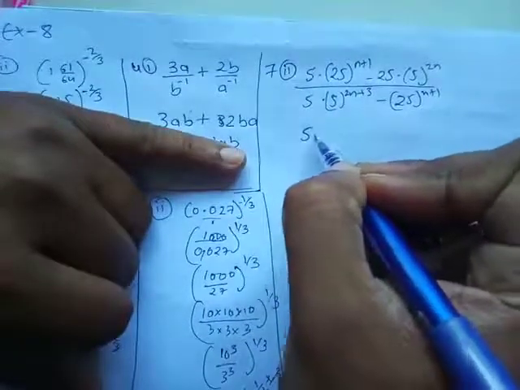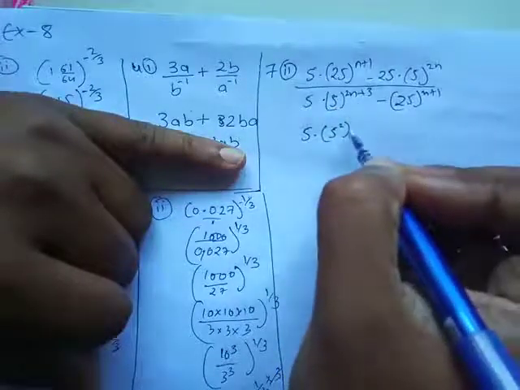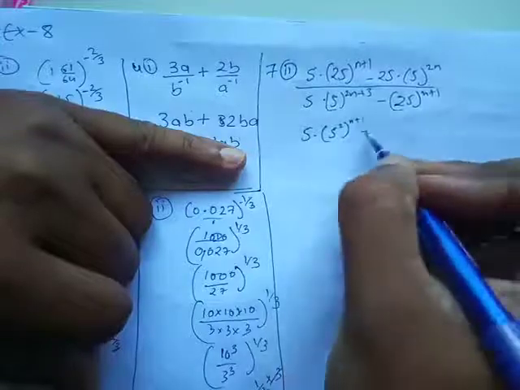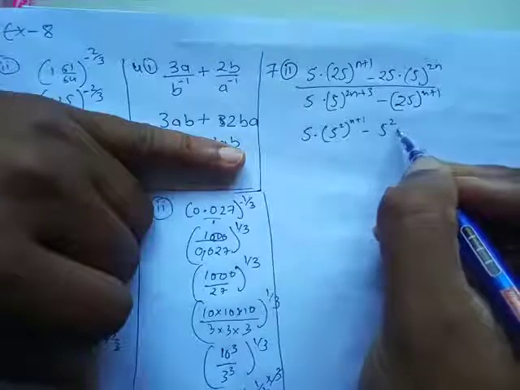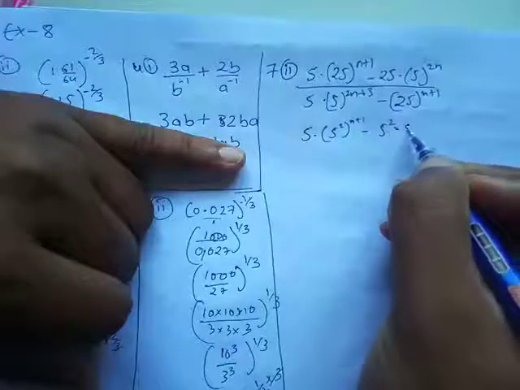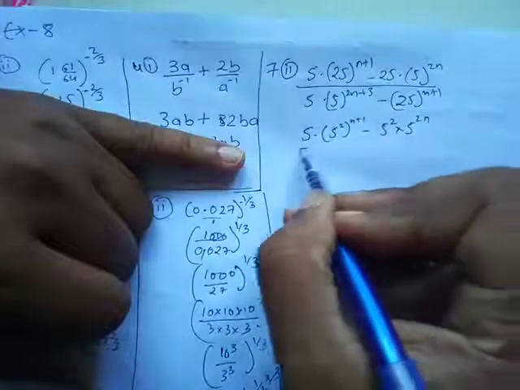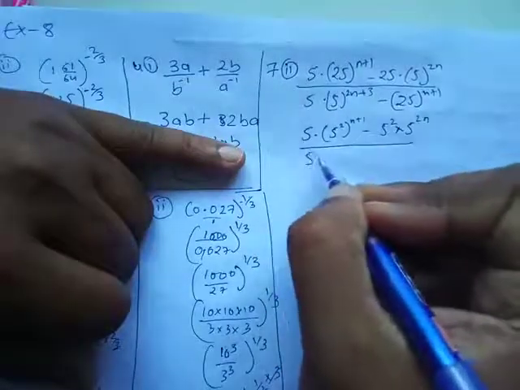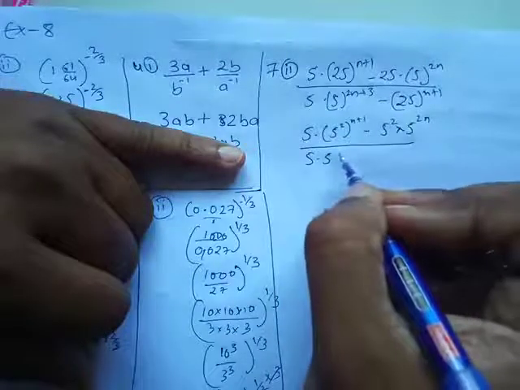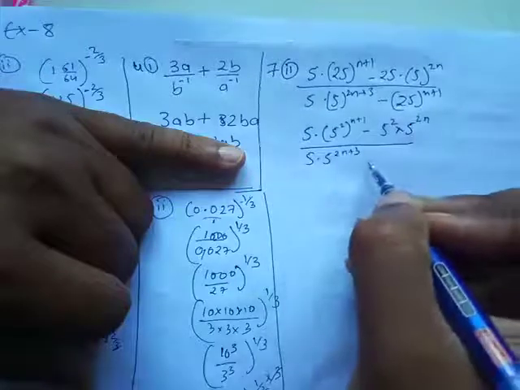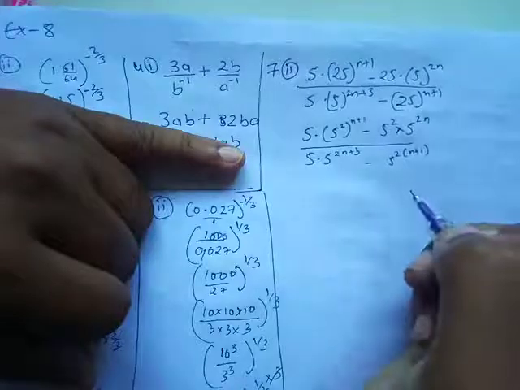5 multiplied by 5 square. 25 को मैं 5 का स्क्वायर n plus 1 लिख रहा हूँ, फिर minus 5 का स्क्वायर, and then it's going to be into 5 to the power n, upon 5 to the power n plus 3 minus 5. I'm writing it down like this.